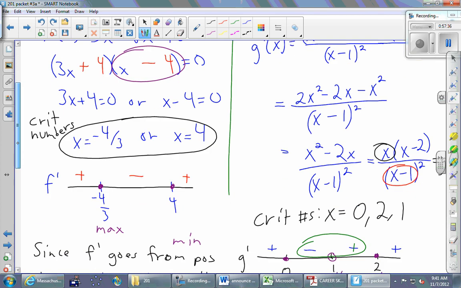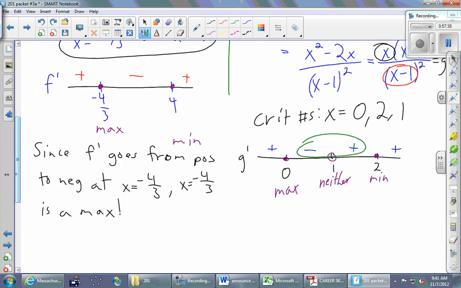Now, oftentimes you're not going to be deceived because things in the bottom tend to show up as a squared, right? When we use the quotient rule, we square, and so oftentimes you won't run into that problem because it'll be the same sign on either side. But that's not really why this is neither a max nor a min. It's not a max or a min because it's not on the graph at all.